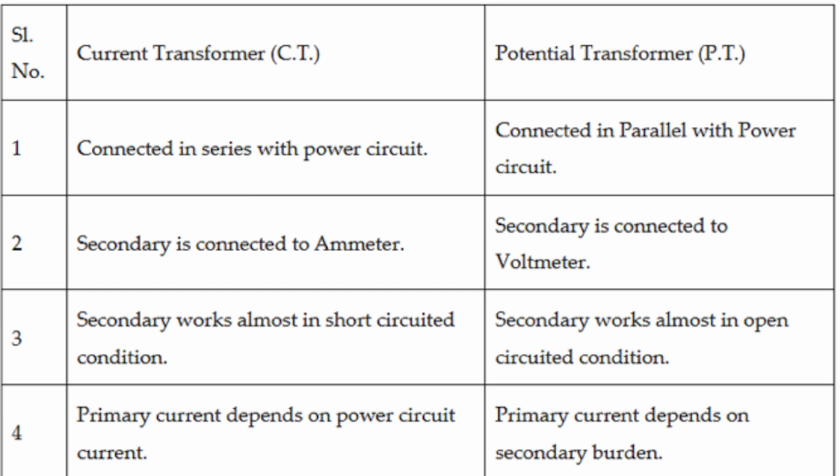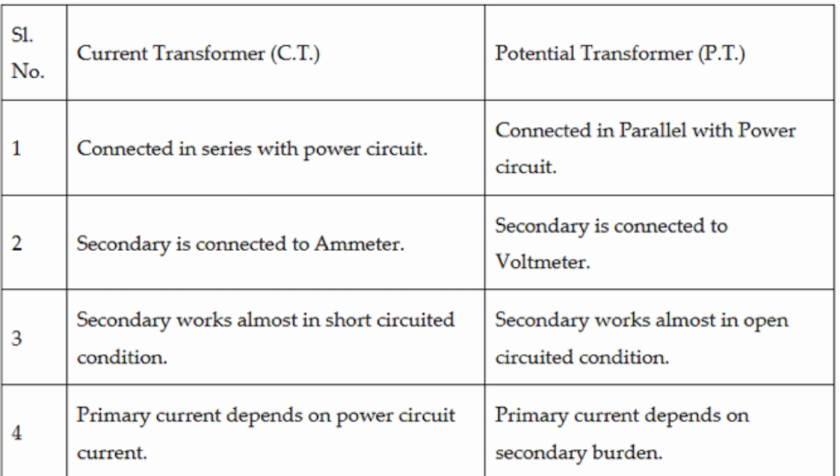Now the third difference is the secondary works almost in short circuited condition. So in case of CT, the secondary side is almost short circuited, and in case of potential transformer, the secondary works almost in open circuited condition. So this is the basic difference, like the CT is working in a short circuited mode and the potential transformer is working in the open circuited mode.